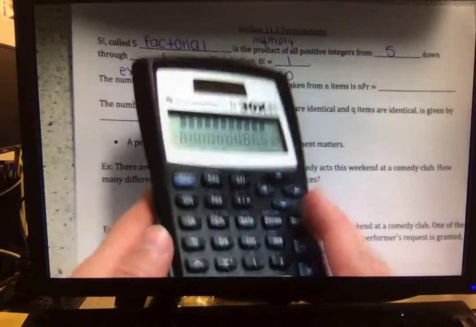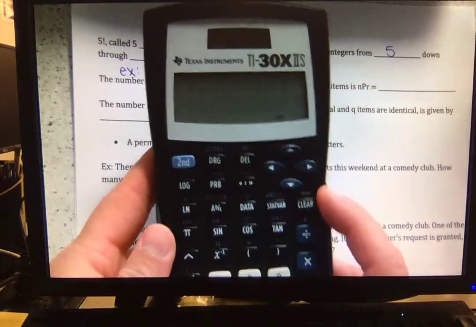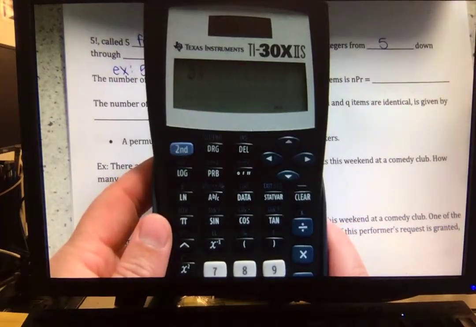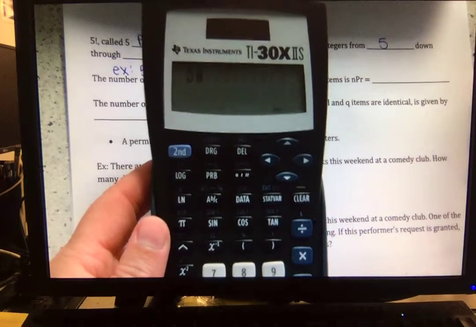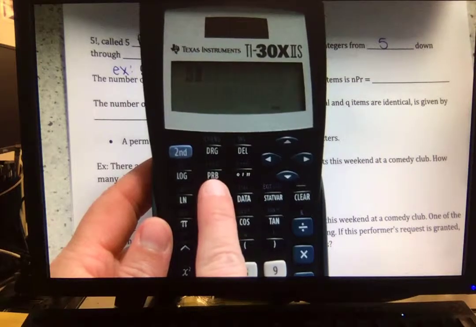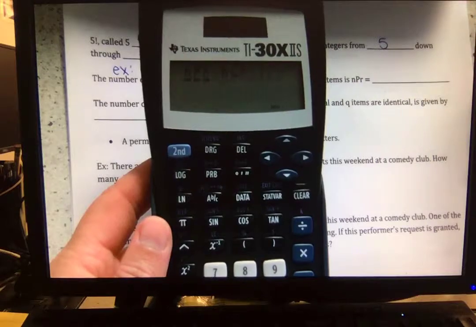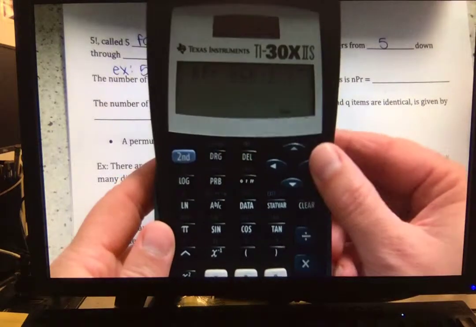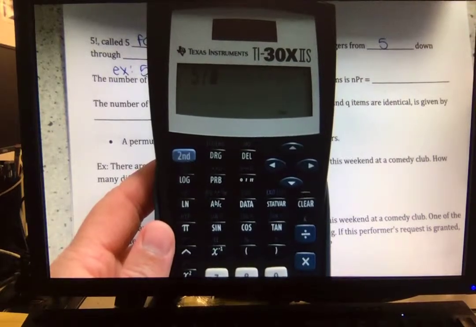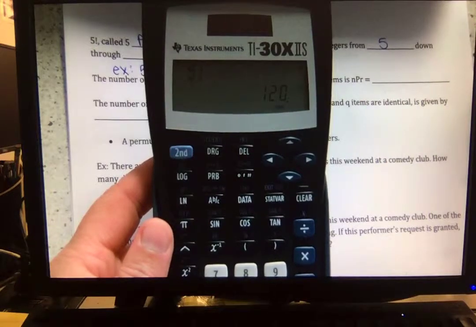So if you have one of my scientific calculators, and we want to do 5 factorial, we're going to type in 5. And we're talking about permutations, right? This is the PRB button right here. We're going to hit that button. Scrolling over to the exclamation mark, press enter. That'll give us 5 factorial. Press enter again. Boom. So our calculator will do it for us.